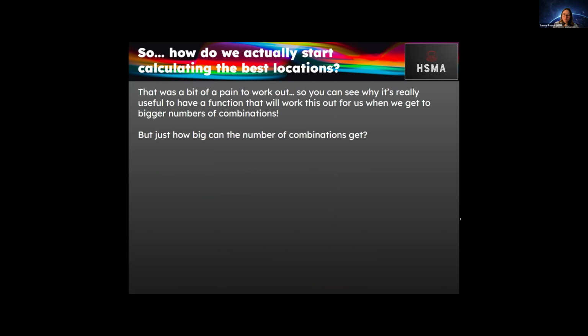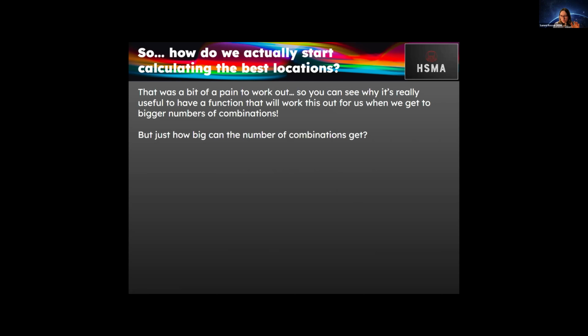You can see that was probably a little bit of a pain to work out, and that was a relatively small problem. You can see why it's really useful to have a function that will work this out for us. When we get to bigger numbers of combinations, I imagine you'd rather not have to work that out manually, especially for 100 possible sites and wanting 5 of them.